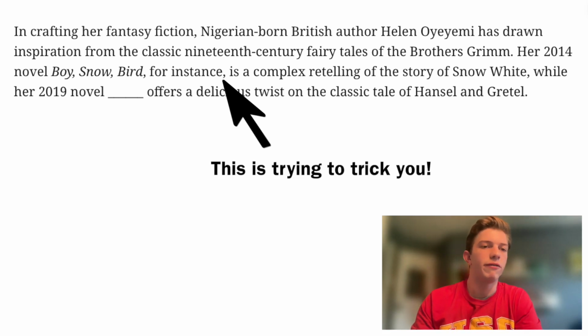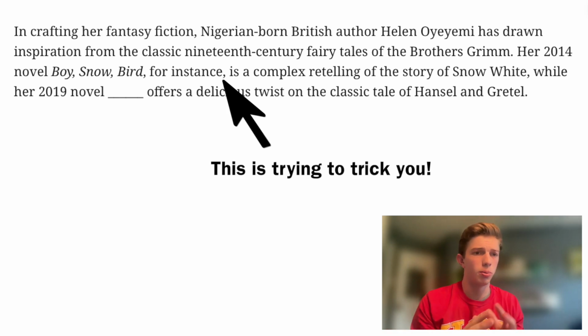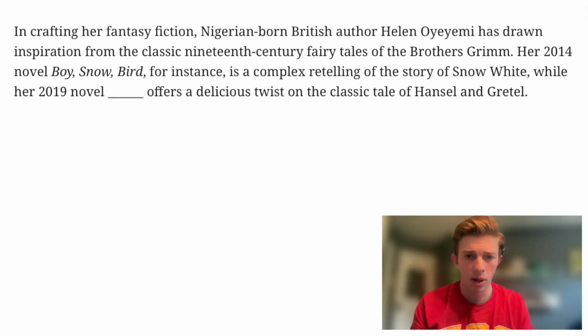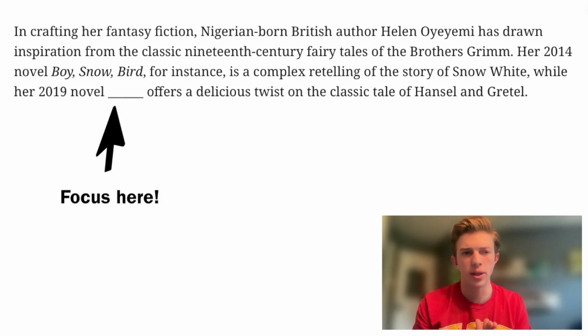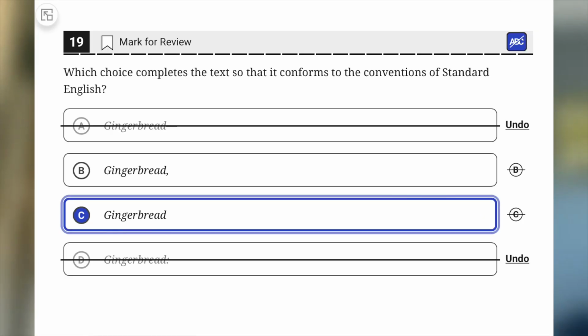They're trying to get you to focus here on the question. They're trying to get you to focus on Boy, Snow, Bird, and just assume that that comma should be carried over to the next question. But what if we could just isolate this last part of the sentence and say, while her 2019 novel Gingerbread offers a delicious twist on the classic tale? We can see that when we isolate it and completely ignore the Boy, Snow, Bird component, the answer is revealed. We don't actually need a comma here at all. As a matter of fact, a comma makes it more jumbled. And so the correct answer is C, just gingerbread.